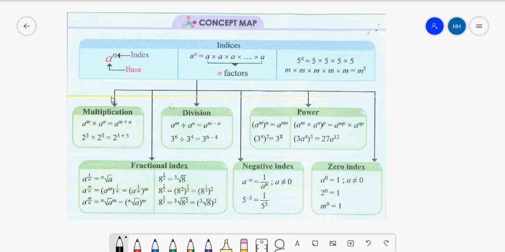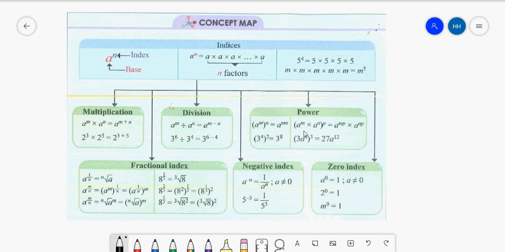And then you have the laws about multiplication. When you multiply numbers with the same base, you add the indices. When you divide numbers with the same base, you subtract the indices. And you can raise a power of indices by multiplying the power inside the bracket and outside the bracket. For any base inside, you must multiply with the index.